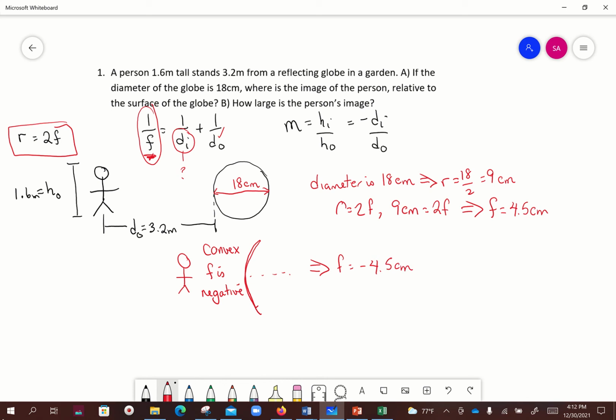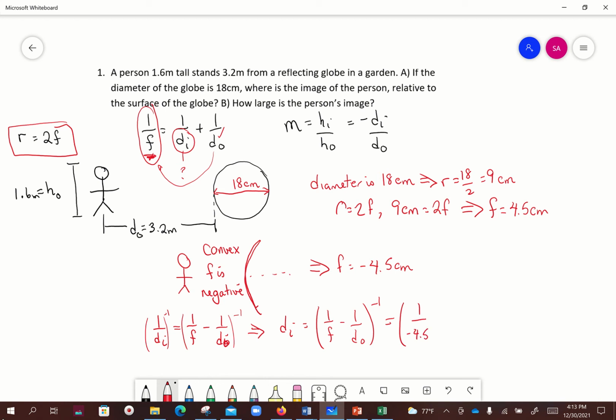So let me rearrange this and solve. So I want to get DI, so I'm going to rearrange that equation there. 1 over DI is equal to, we're going to subtract 1 over DO from the other side. So it's 1 over F minus 1 over DO. So that means in order to get DI, I have to take 1 over each side, right? So that means DI is equal to 1 over, 1 over F minus 1 over DO. And then I'm going to take 1 over that. So now put in my numbers. F is negative 4.5.